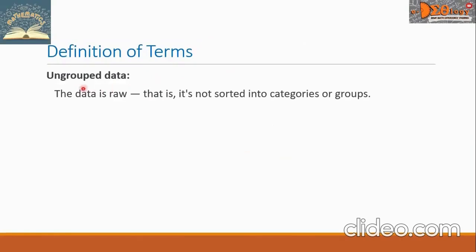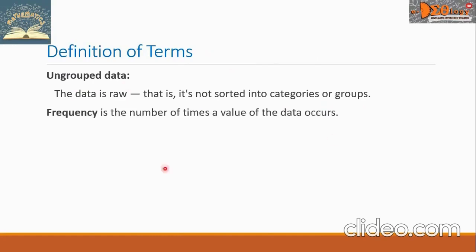The first term is ungrouped data. It means the data is raw. That is, it's not sorted into categories or groups. Second term is frequency. Frequency is the number of times a value of the data occurs.